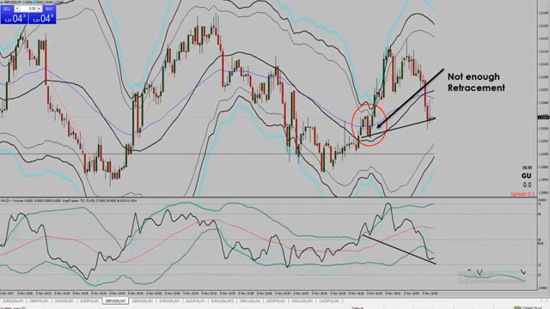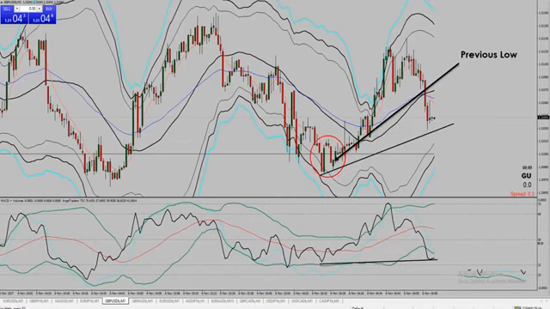Again, this is not a retracement. This is showing currently hidden divergence, but this is not a retracement because it didn't come back enough into the market. This right here is the previous low, which would give us a tacky trade. We don't want to take that.